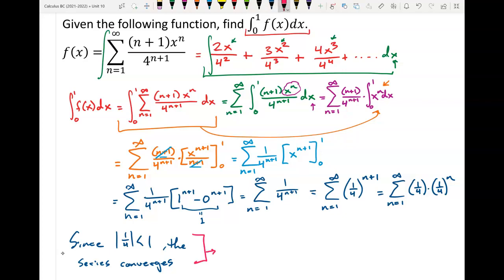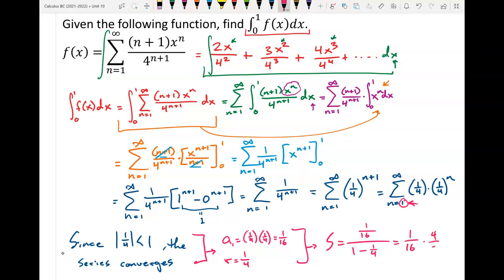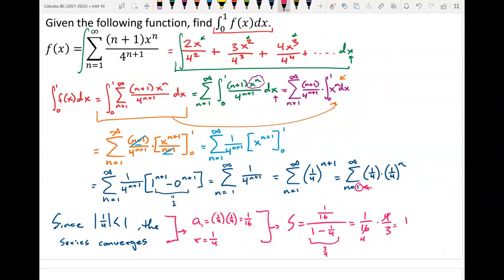Therefore, since it converges, let's say, okay, we need our first term. We're starting at 1, so it's not 1/4. It's going to be 1/4 times 1/4, which would be 1/16. Our r is 1/4, so therefore our sum is 1/16 over 1 minus 1/4. Well, that would be 1/16 times 4/3, because this is 3/4. And so I get an answer of 1/12.